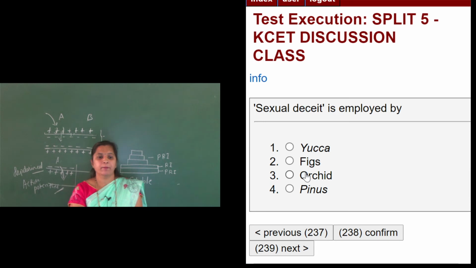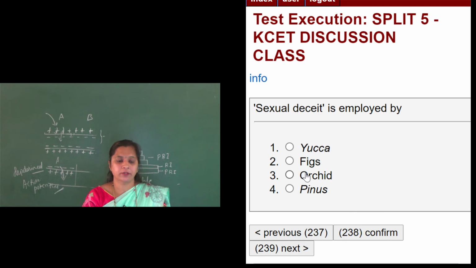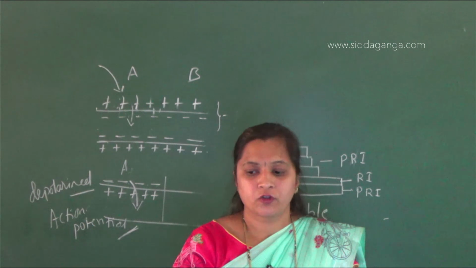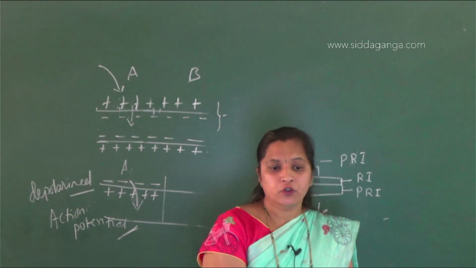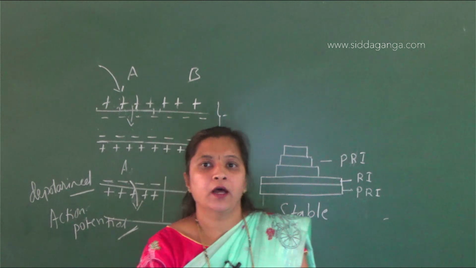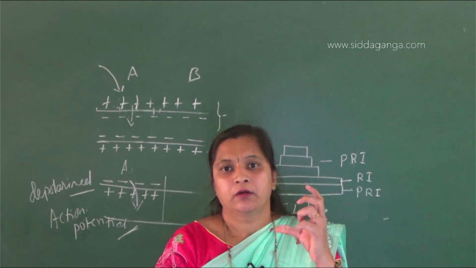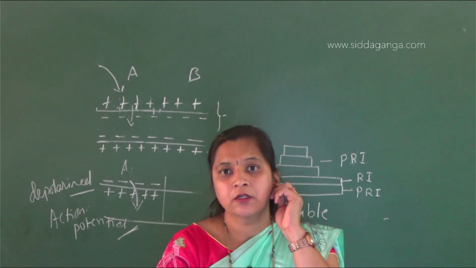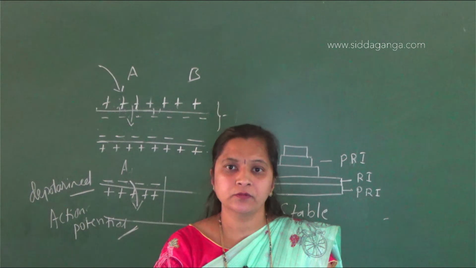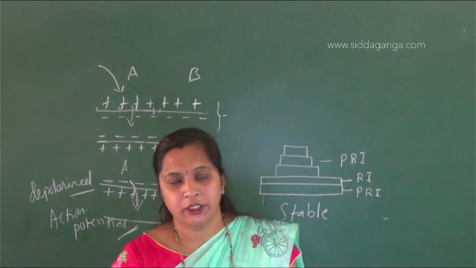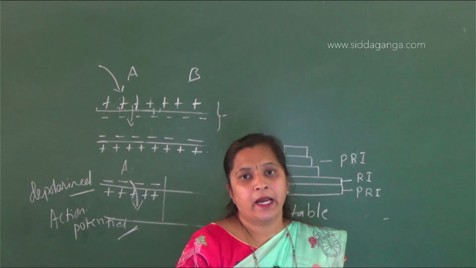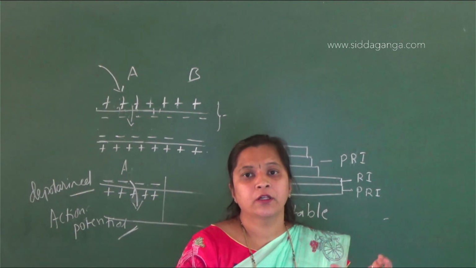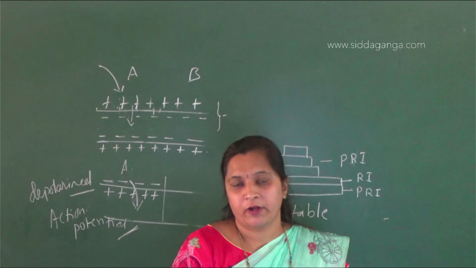Sexual deceit is implied by: first option, yucca; second option, ficus; third option, orchid; and the fourth option is pinus. So sexual deceit is implied by. So you know that orchids have evolved different patterns in their floral parts to attract the insects for pollination. So usually in plant-animal association, in mutualism, the plant gets pollinated by the animals. In turn, the animals will get a reward from the plants in the form of nectar and pollen grains.